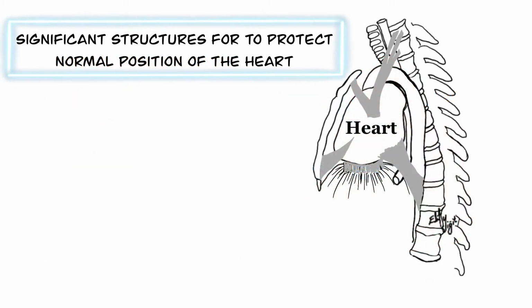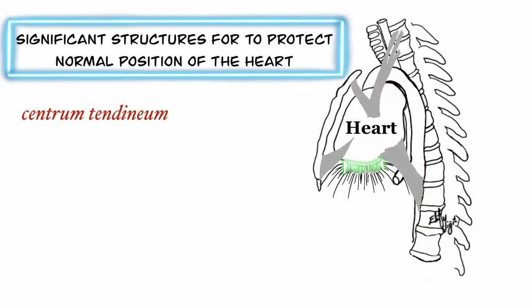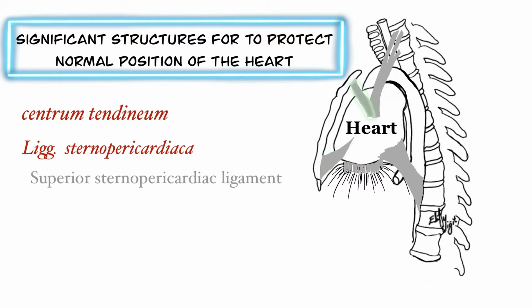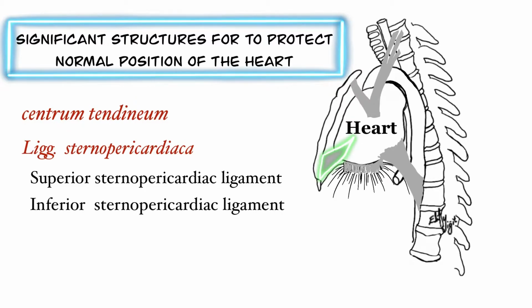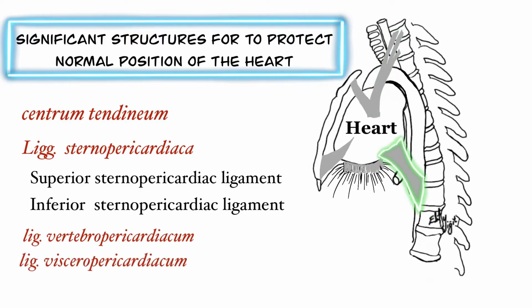The fibrous pericardium is attached to the centrum tendineum of the diaphragm. From the posterior side of the sternum, there are the ligamenti sternopericardiaca, or sternopericardiac ligaments. These are the superior sternopericardiac ligament and the inferior sternopericardiac ligament. Also, the ligamentum vertebropericardiacum or vertebropericardiac ligament, the ligamentum visceropericardiacum or visceropericardiac ligament, and the bronchopericardiac membrane or membrana bronchopericardiaca.